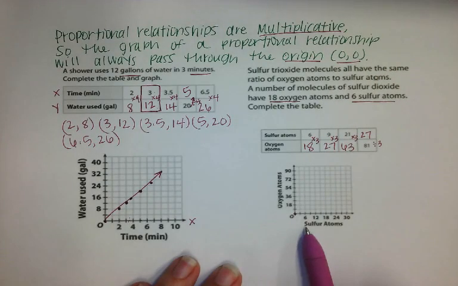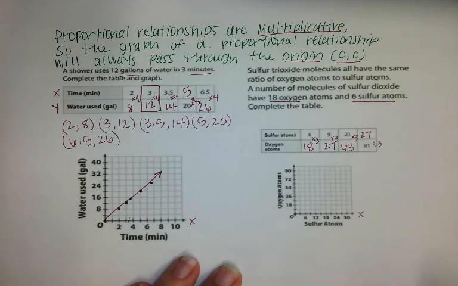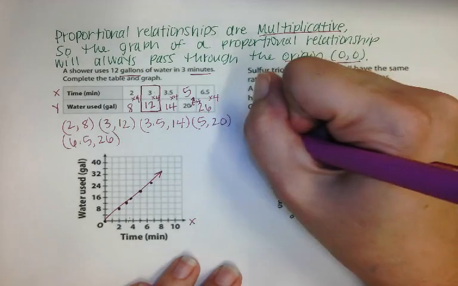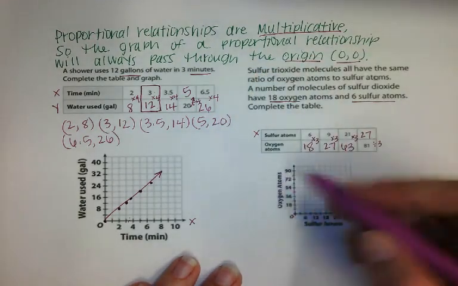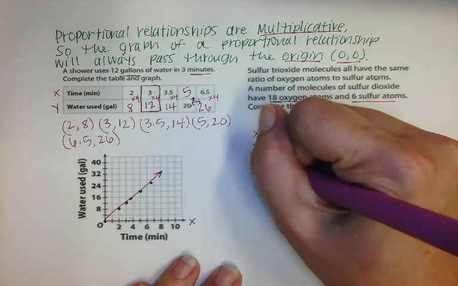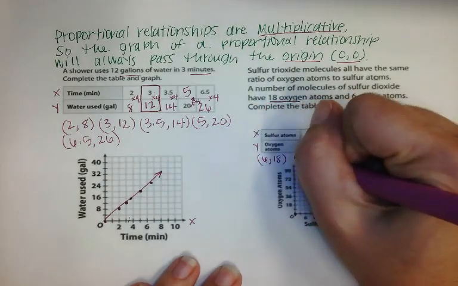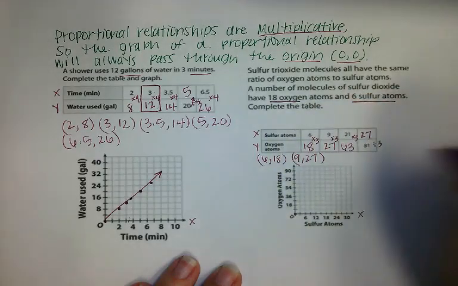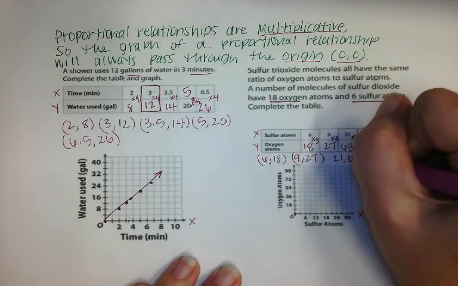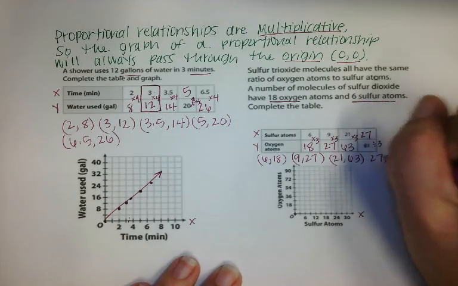Looking at my graph, I see that sulfur is listed as the variable on the x-axis, and oxygen is on the y-axis. So we're going to be plotting points (6, 18), (9, 27), (21, 63), and (27, 81).